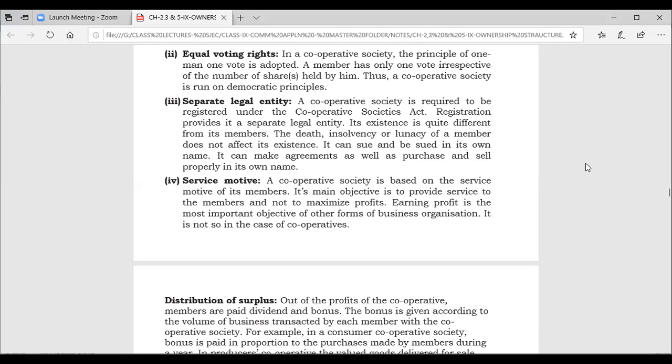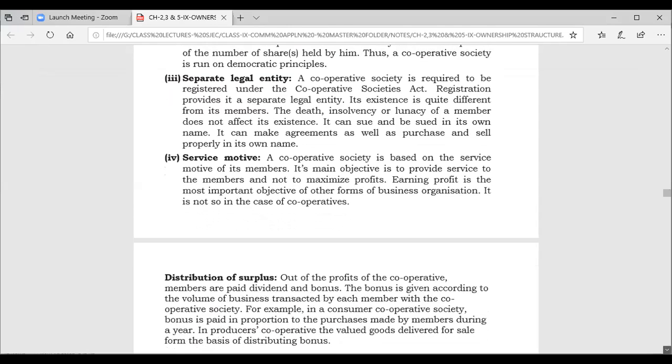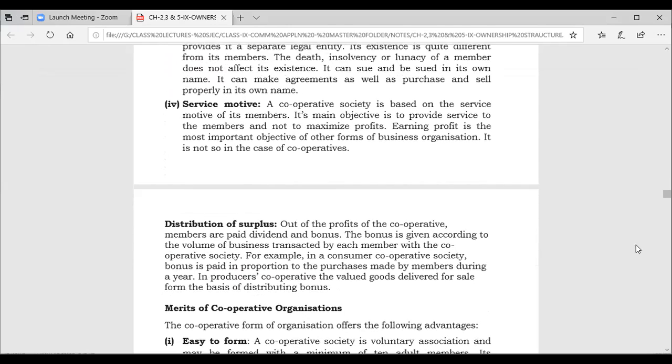Service motive. This type of cooperative society has only one intention, that is to serve others. The main objective is to provide service to the members, not to maximize the profits. They also earn profit. Otherwise, how can they run the society? But their intention is not to earn only profit. Their intention is to give service to the members and to the society and earn profit.